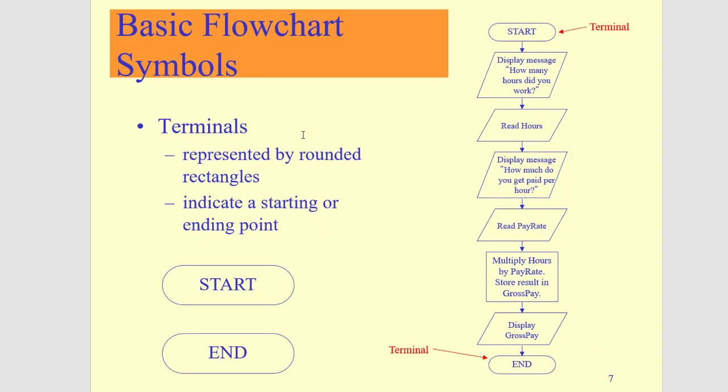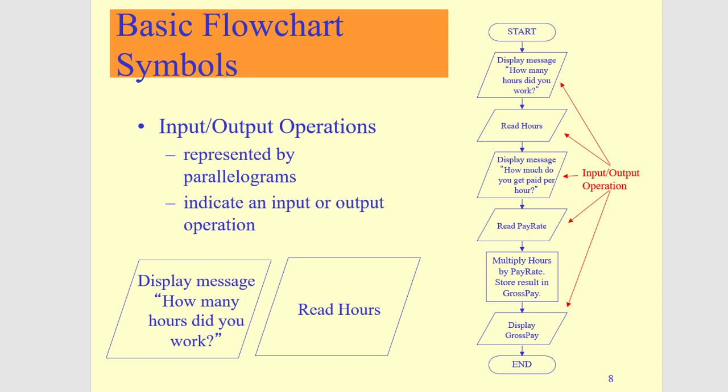So there are symbols in a flowchart. We will start with the terminals. So start and end, it's an oblong shape. It's a terminal. It's represented by rounded rectangles or just simply oblong. It indicates a starting or ending point.